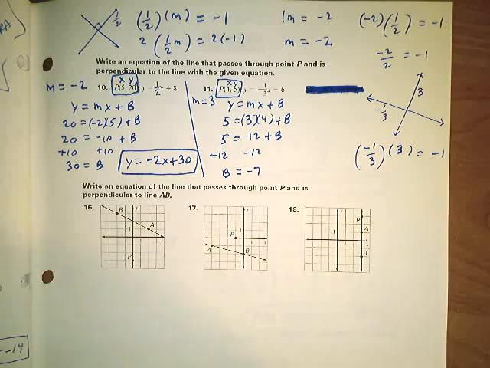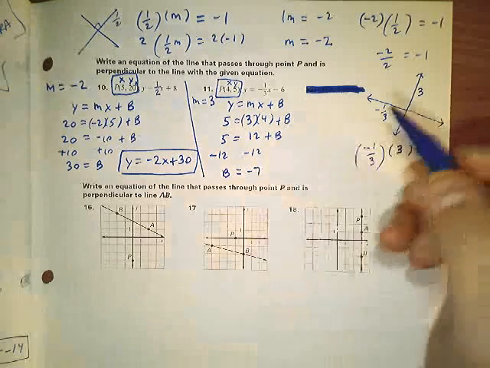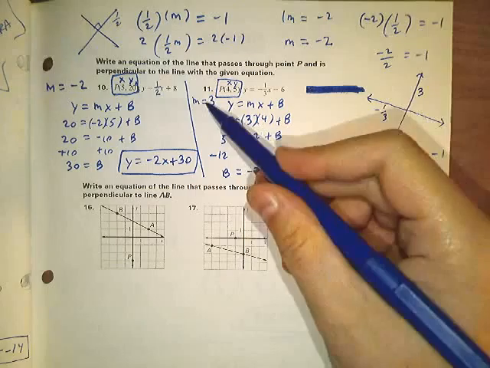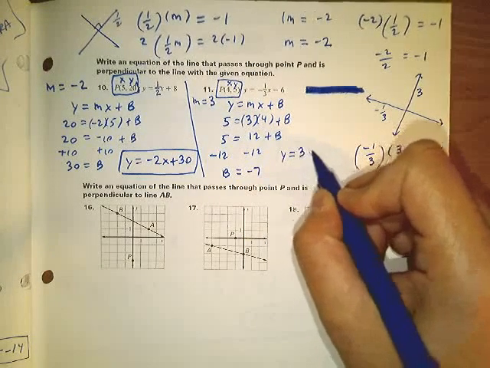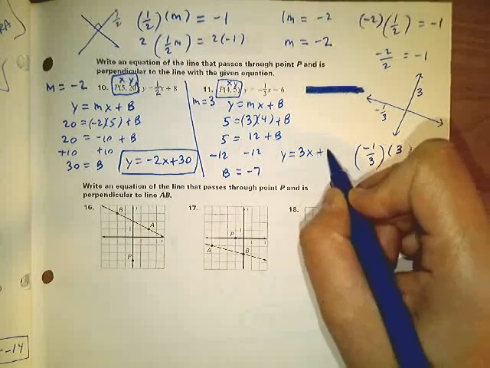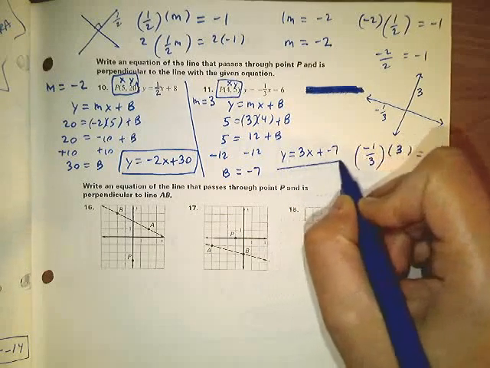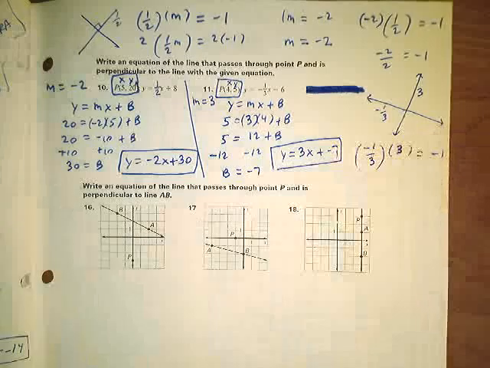Okay, so my equation, I have all the things I need. I have my m value and I have my b value, so my slope-intercept form is y equals 3x plus -7, or y equals 3x minus 7.